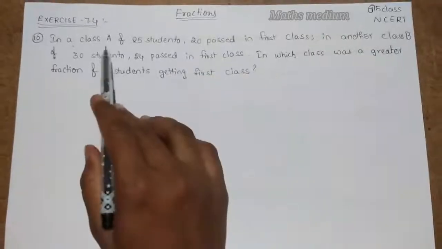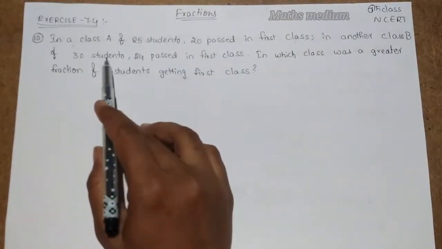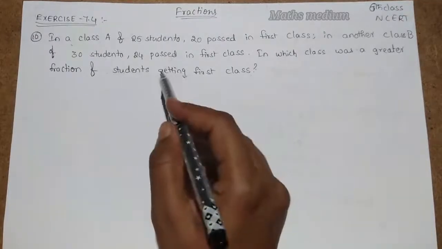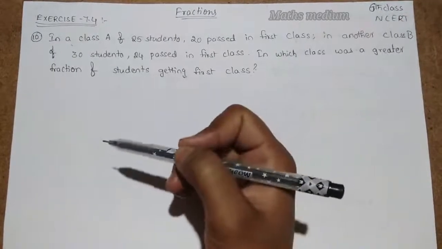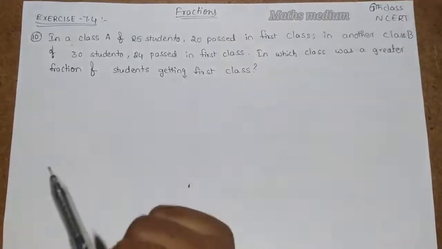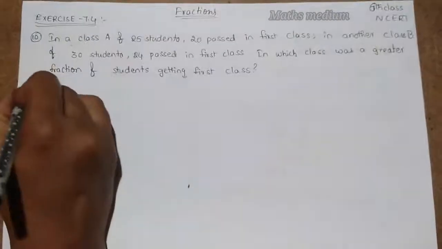So here there are two classes, class A and class B. Some students are there, they passed in first class. So we have to find it in the fraction. Then we have to compare which one is the greater fraction of the class that passed in first class. So let's start with the steps.